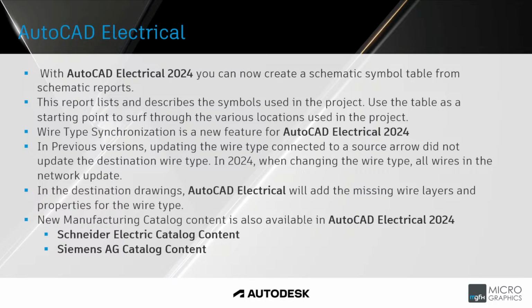New manufacturing catalog content is also available in the AutoCAD 2024 Electrical toolset. For example, Schneider Electric catalog content and the associated panel footprint drawings for control relays, foot switches, pilot lights, and enclosures hardware. Also, Siemens AG catalog content and the associated panel footprint drawings for the ET200 series.